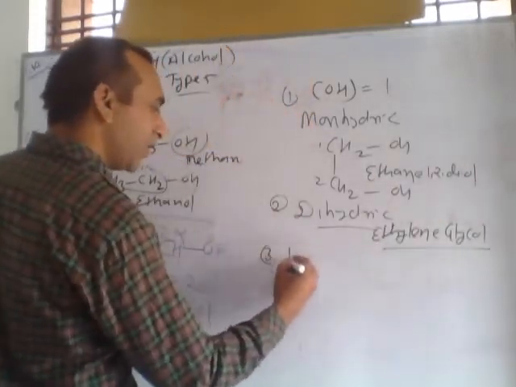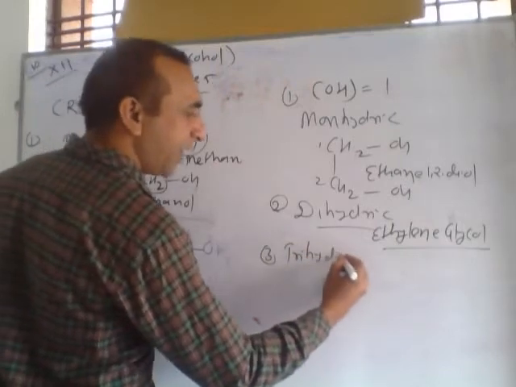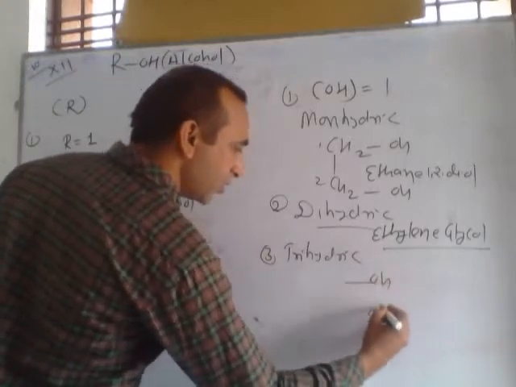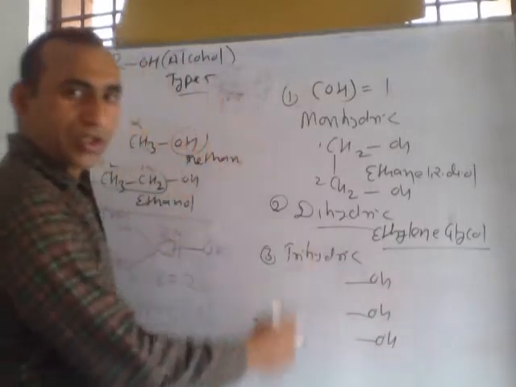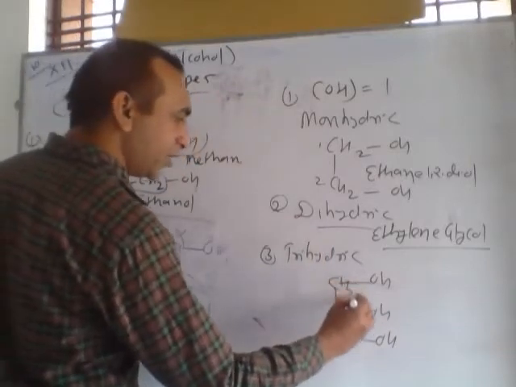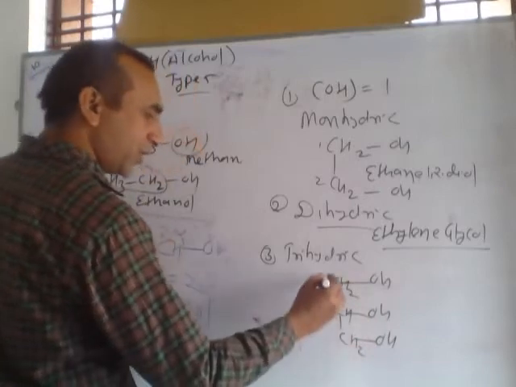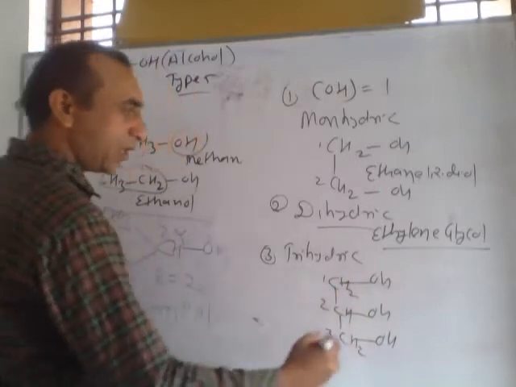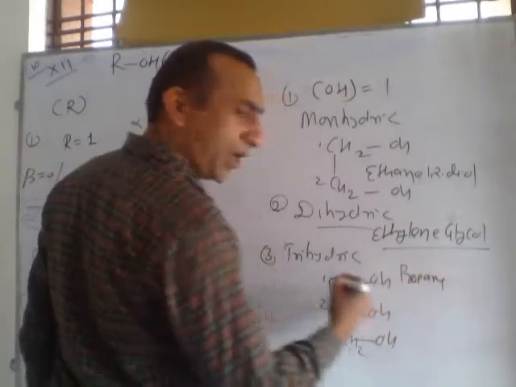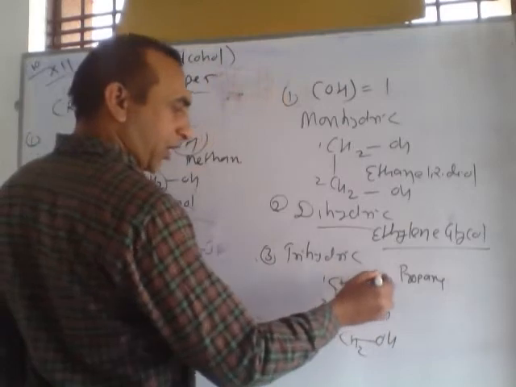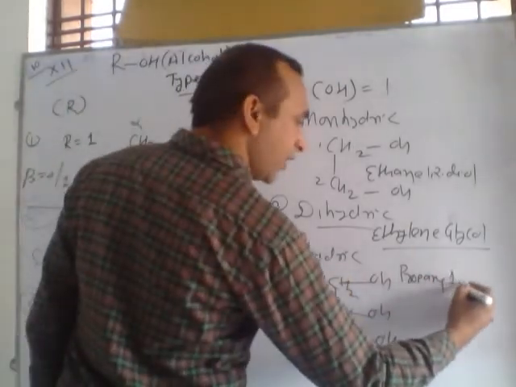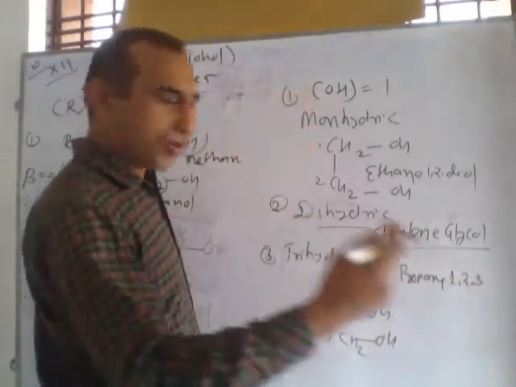And last is trihydric. Trihydric means there should be 3 OH. These 3 OH are connected with carbon and carbon. Fill hydrogen here, 2, 1 and 2. So the total chain is 1, 2, 3. In this system there is a 3 carbon chain, so we can write this is propane. In propane there are 3 OH groups and the positions of these OH are 1, 2, 3.